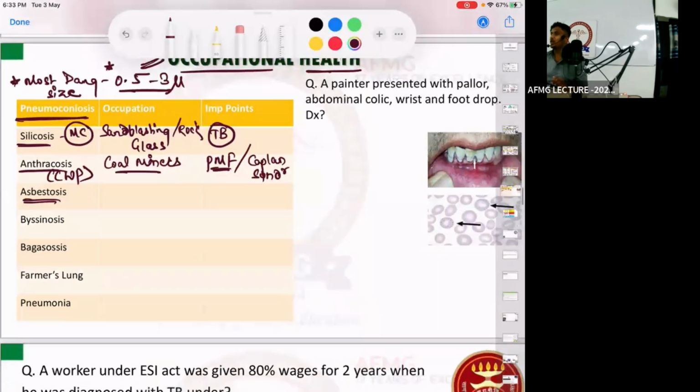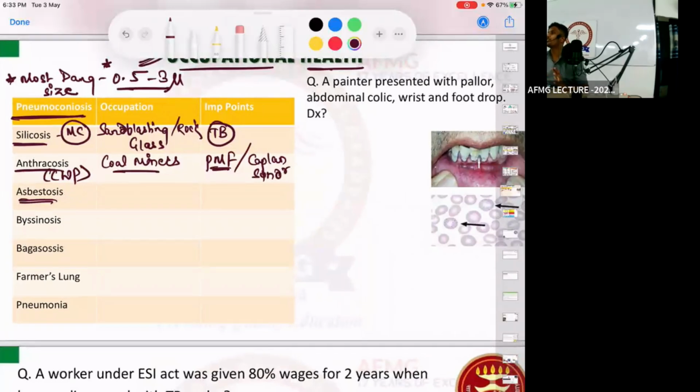Asbestosis. Asbestosis is due to exposure to asbestos fibers, right? And these asbestos fibers are seen in which industry? It is usually seen in the cement industry or construction workers, even in the cardboard industry as well.